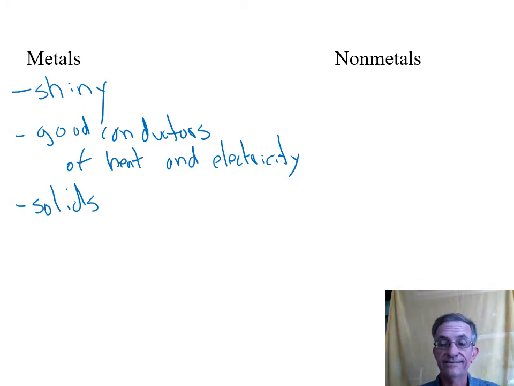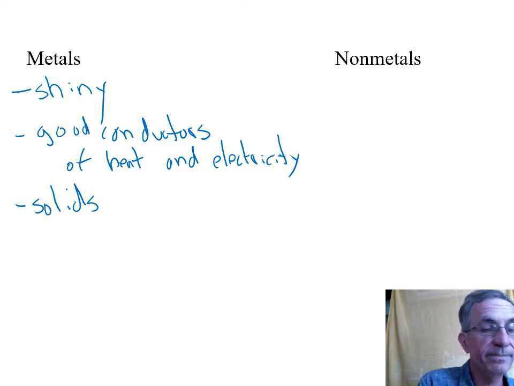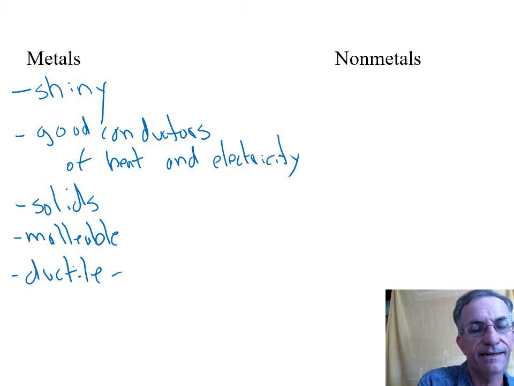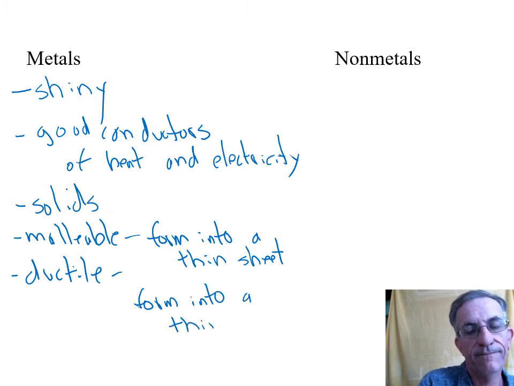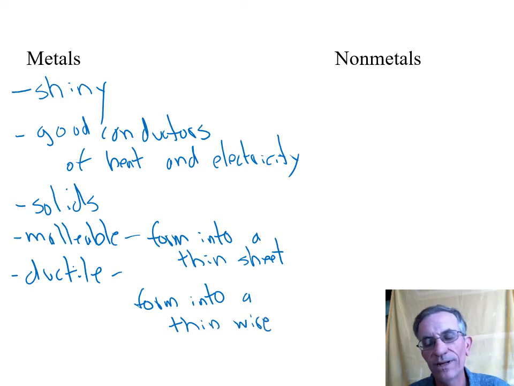And then a couple other things I want to tell you. Metals tend to also be malleable and ductile. So what the heck are those words? I never heard of those words before. Well, let me tell you. Malleable means that you can form it into a thin sheet. And ductile means you can form it into a thin wire. I'm going to say more about what I mean by that in just a minute, okay? So metals are shiny, they're good conductors, they're solids, they're malleable, they're ductile.